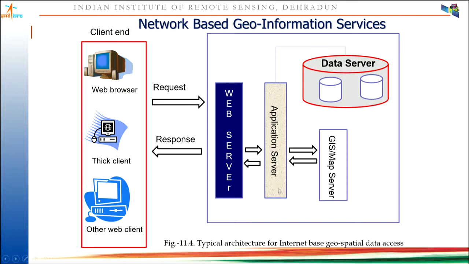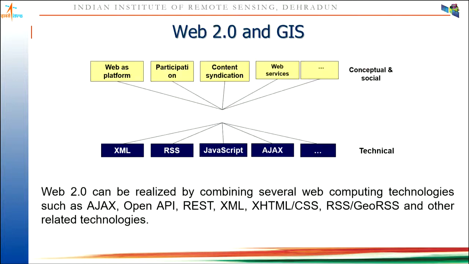So then you need application servers, you need GIS servers, and then you can take the request from the users and serve back to the users by using these network-based geo-information services. Here presently we utilize a technique called Web 2.0, which makes it more interactive, where in the background Extensible Markup Language, RSS feed, JavaScript, and AJAX are used. In the front end, we use the web as a platform, a participatory approach, content syndication, web services, and APIs to the users, so that the data is very easily accessible and can be analyzed on the fly.